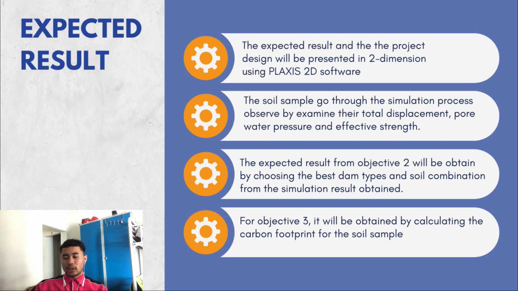Next, for the expected results, we have 4 expected results. First, the project design will be presented in 2 dimensions using Plaxis 2D software. Next, the soil sample will go through the simulation process and be observed by examining their total displacement, pore water pressure and effective strength. Next, the expected result from objective 2 will be obtained by choosing the best dam types and soil combination from the simulation result. And lastly, for objective 3, it will be obtained by calculating the carbon footprint for the soil sample.